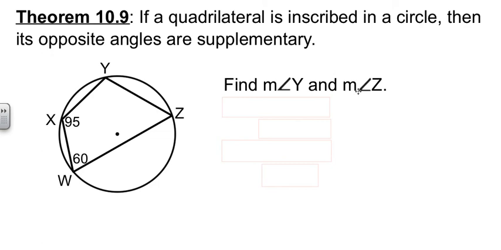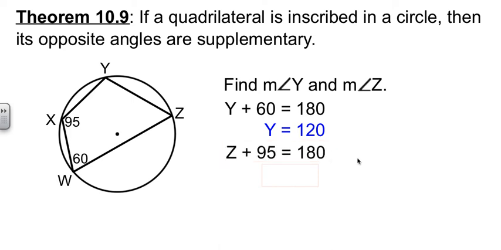So our job here is to find measure of angle Y and measure of angle Z. Well, we know Y and 60 together make 180 because they're supplementary. So that one was easy. We know X and Z together make 180 because they're supplementary. And subtracting that's pretty easy too.